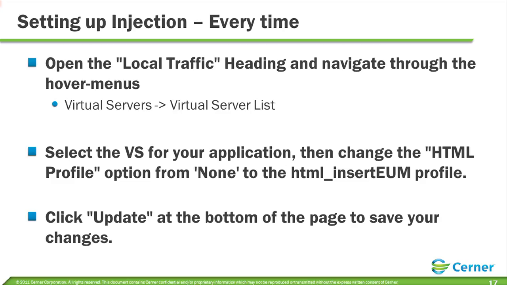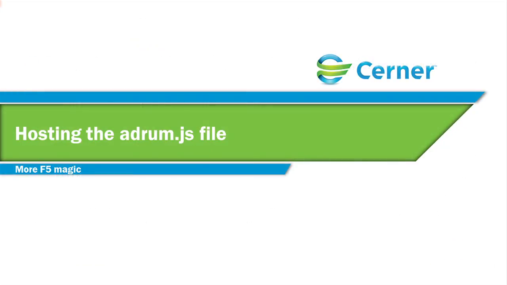You can only have one HTML profile applied per virtual server, so if you're already using that functionality for something else, you want to make sure that you don't break whatever that other thing is when you turn this on. You hit update, you save, sync the change across the pair, and you are done. You are now rewriting the HTML live for every page request that goes through.